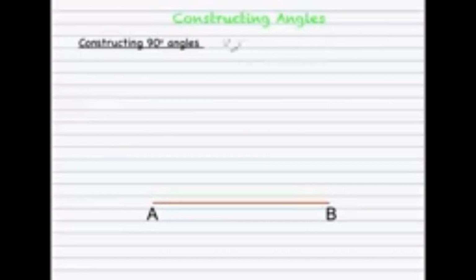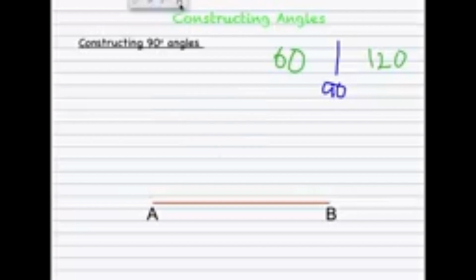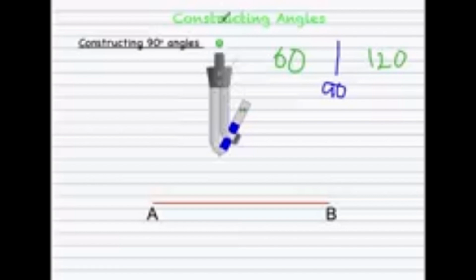Let's move on now to the construction of a 90-degree angle. I'm thinking about 90 degrees as the halfway point between 60 degrees and 120 degrees. So if I could bisect the angle between those two, then I would end up with a 90-degree angle. We begin by laying down the construction marks for a 120-degree angle.